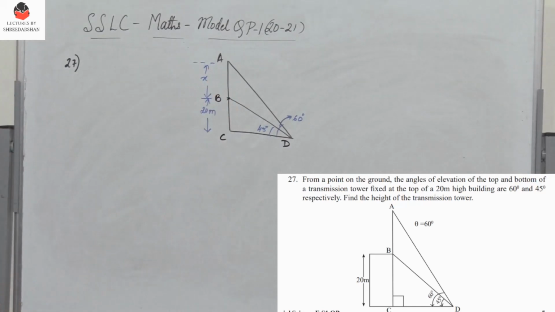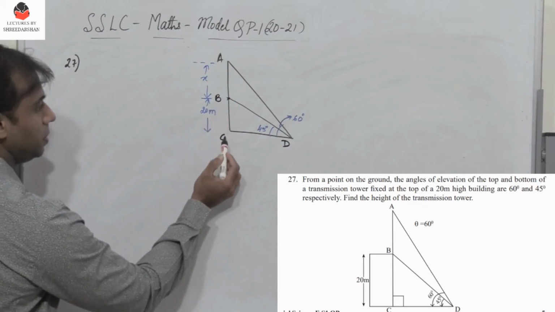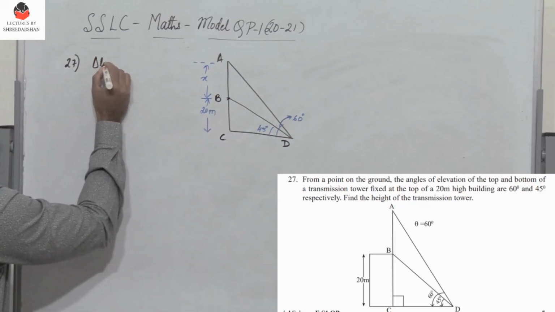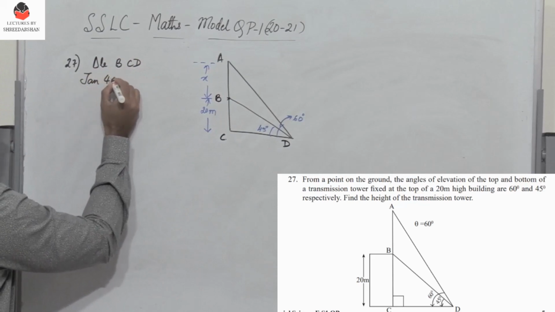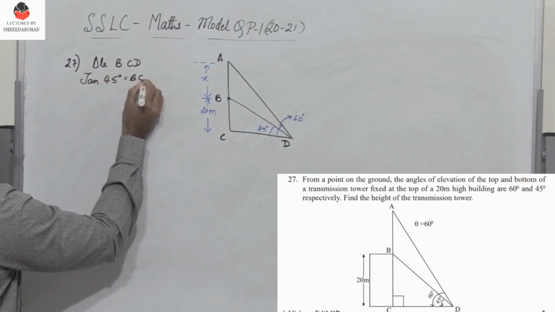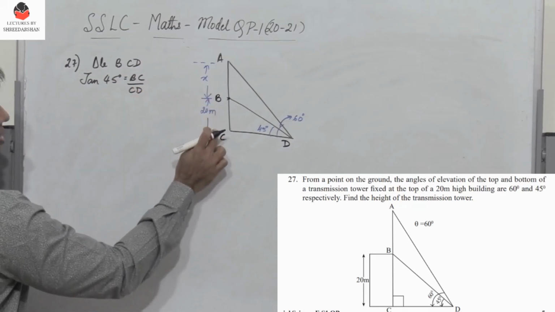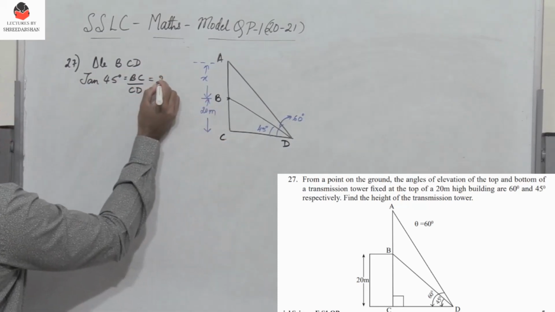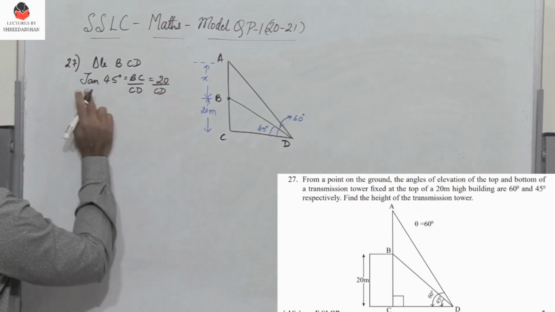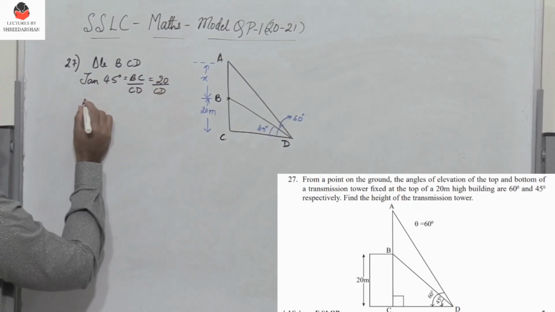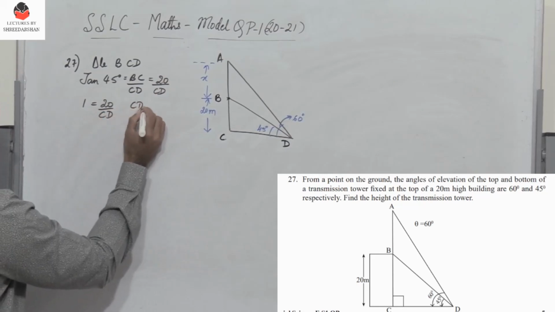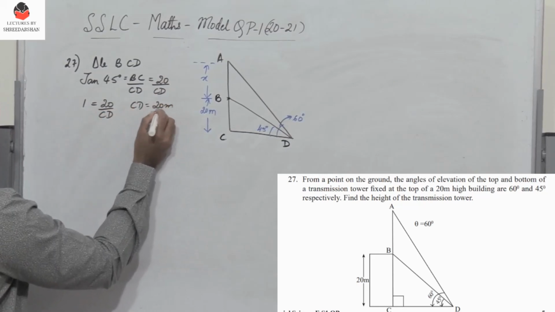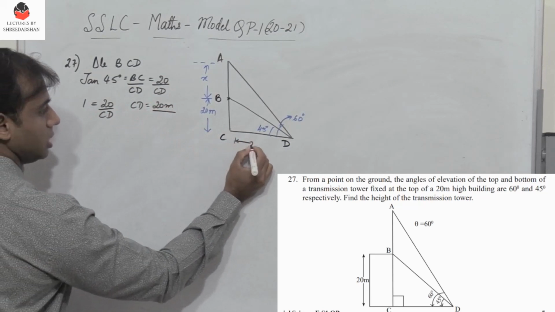Now let us consider tan 45. So considering triangle BCD, what is tan 45? Tan 45 is BC by CD, that is opposite side by adjacent side, which is 20 by CD. So tan 45 is 1. So 1 equals 20 by CD. So CD is 20 meters. So this is 20 meters.